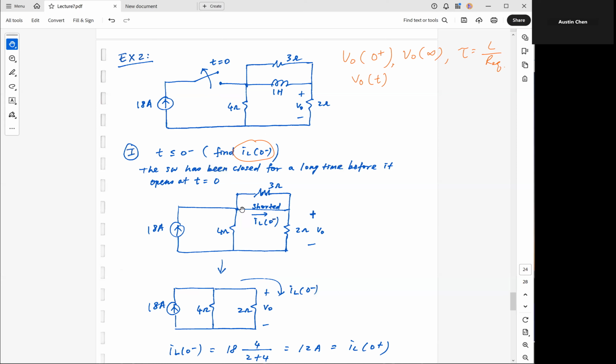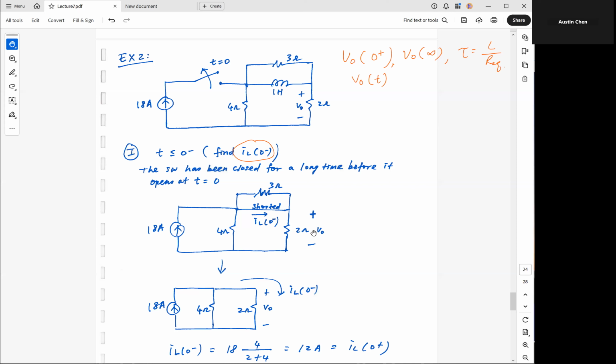But now I'm just going to do it in one step here. I'm going to replace this inductor by a short. And we know this because when this circuit has been sitting there for a long time, this inductor is going to behave like a short circuit. So we'll simply go ahead and replace this inductor with a short. And my current IL at 0 minus is still flowing through this short.